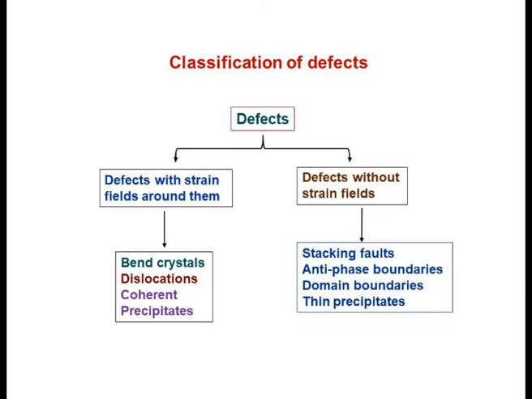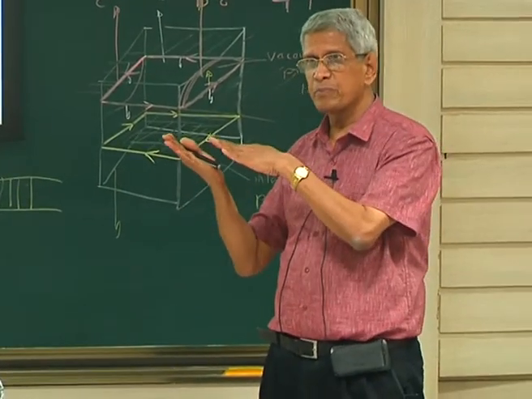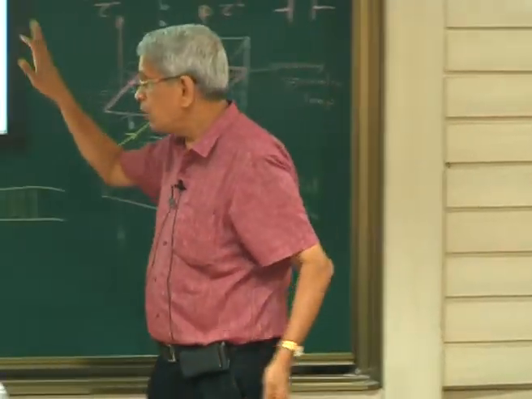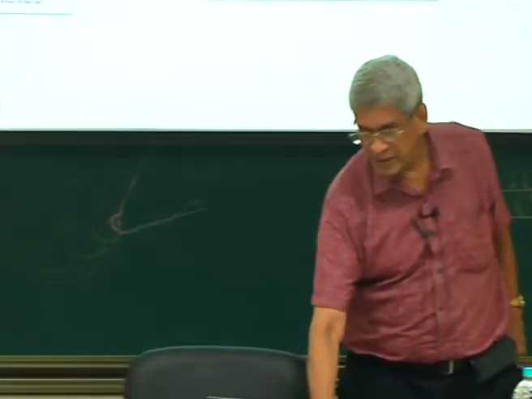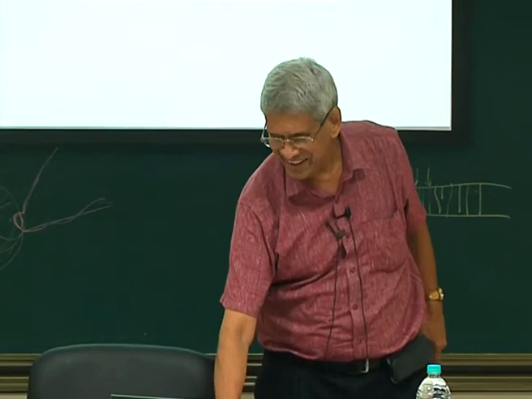The defects can be classified into two types. One type introduces a strain field around them, and another type is planar defects like stacking faults, antiphase boundaries, domain boundaries, thin precipitates. They essentially produce some displacements. All these types of defects we will consider in the course of the series of lectures.